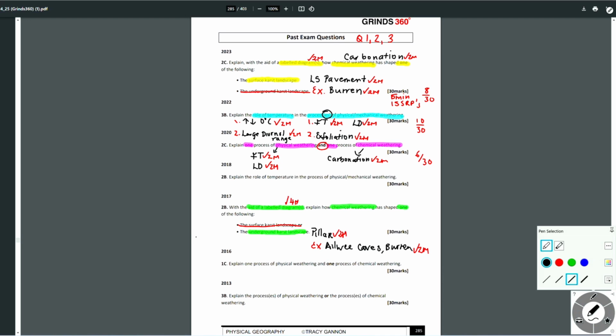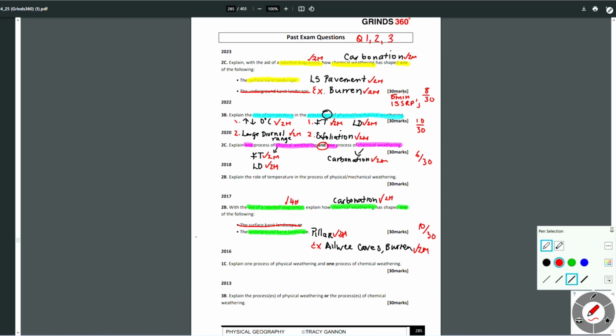The last thing here is chemical weathering. My chemical weathering process is carbonation. And again, for stating the word carbonation, I'll get a tick and 2 marks. This time, bringing me up as far as 10 marks out of 30 for an almost identical question to 2023's. Again, you could have chosen to do your surface or subsurface. It's just for variety here I'm looking.